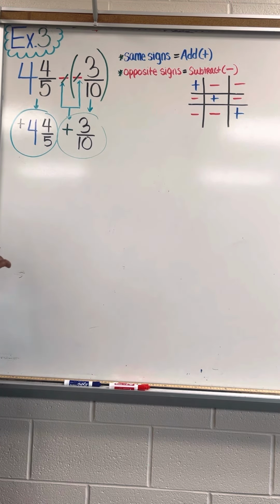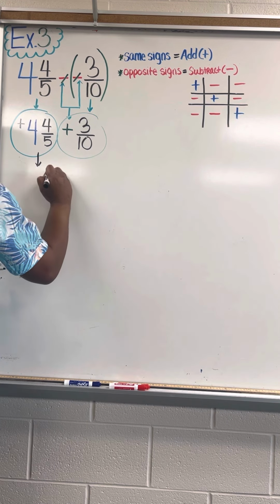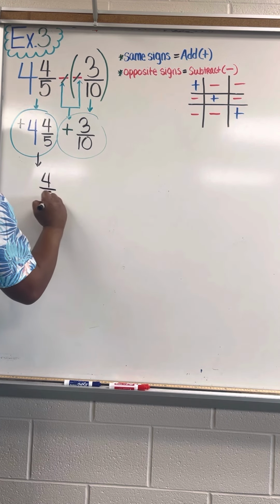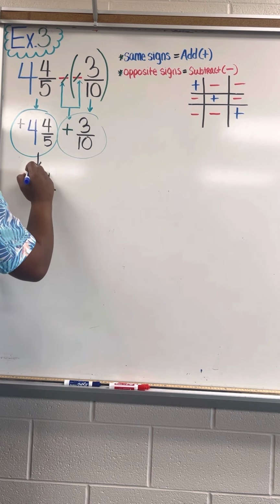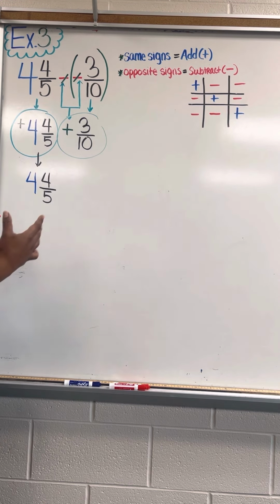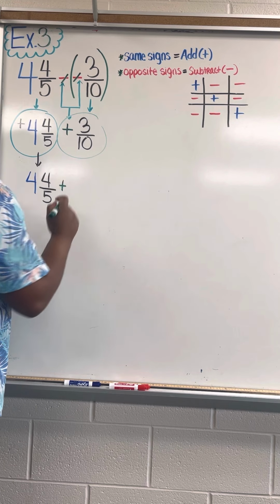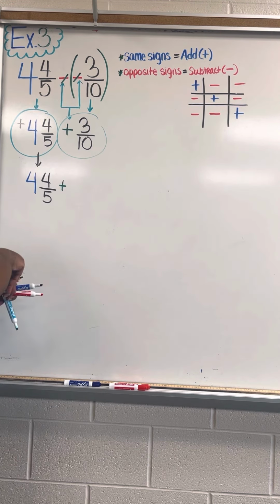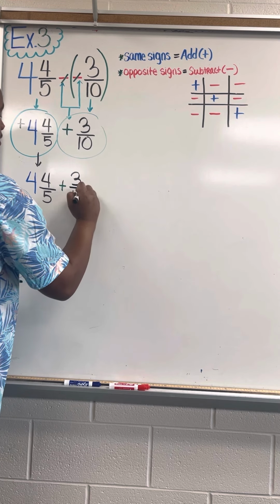Now, let me just rewrite them again. Now we have a dilemma. The dilemma is both fractions are not in position to actually be added together because they do not have the same denominator. The denominator is the bottom number of the fraction, or the bottom part of the fraction.